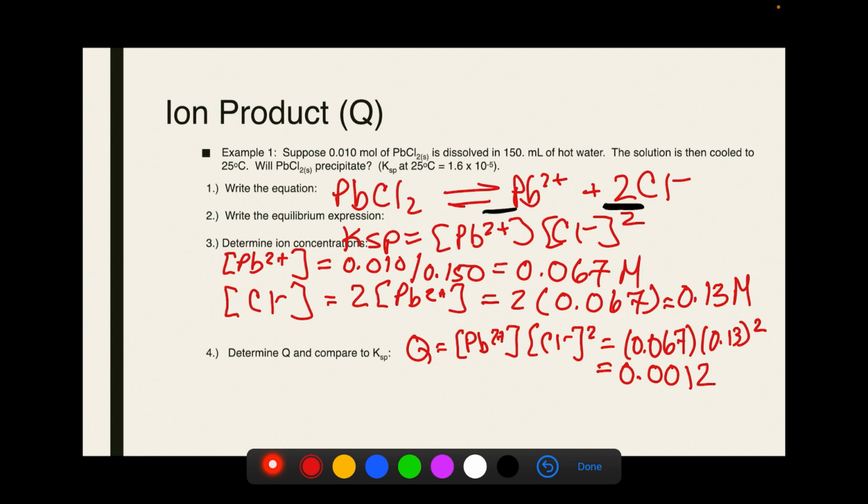Now let's compare Q to K. So our K value, recall, was up here in the problem. We can easily see that in this case, our Q value is much greater than our K value. That means these ion concentrations are too high. The system can't support that many ions in solution. Since Q is greater than K, a precipitate will occur. Ions will need to come out of solution in the form of a solid.